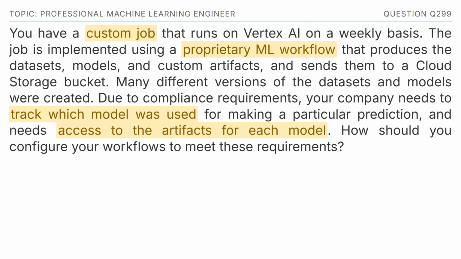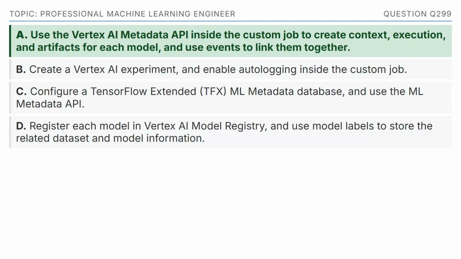To arrive at the correct answer, we focus on the keywords: custom job, proprietary ML workflow, track which model was used, access to the artifacts for each model. The correct answer is option A. Use the Vertex AI metadata API inside the custom job to create context, execution, and artifacts for each model, and use events to link them together.